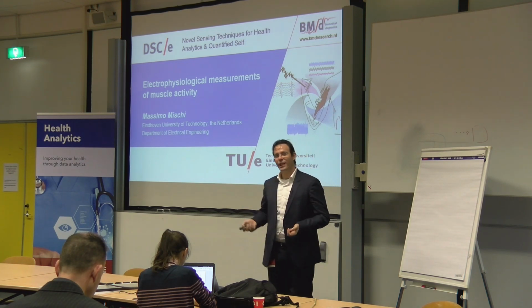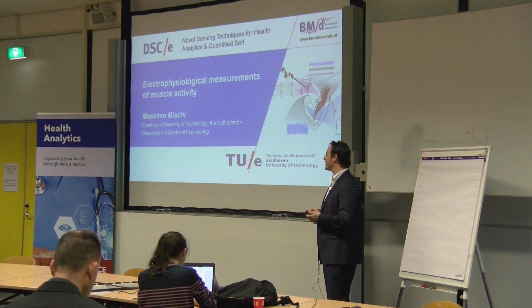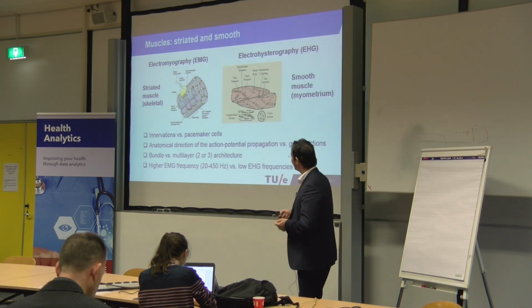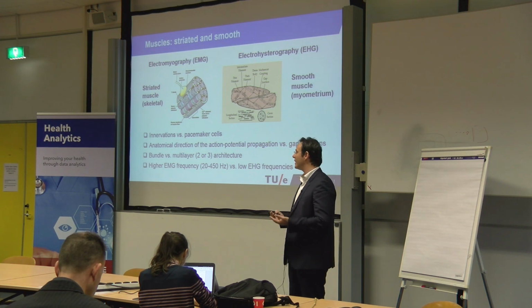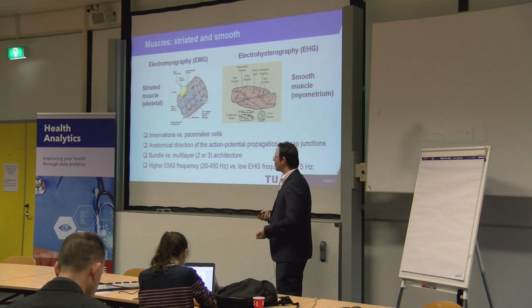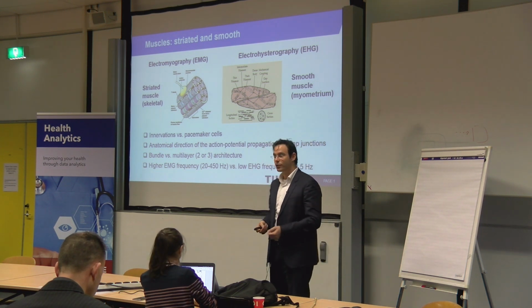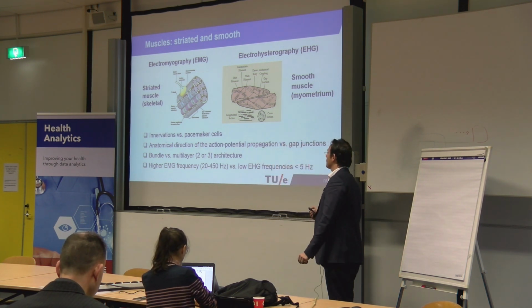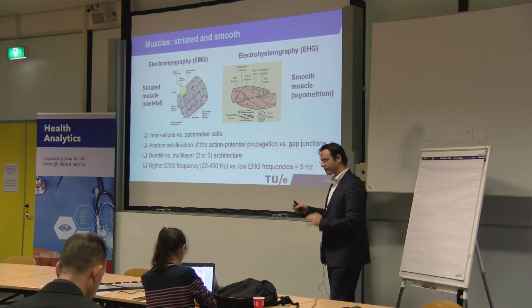I realized I put together a lot of slides, so I will try to quickly jump into the topic. So we are talking about electromyography. That means the activity of muscles. This is what we want to measure, and first of all we should make a distinction between two types of muscles. We have the striated muscles and the smooth muscles.